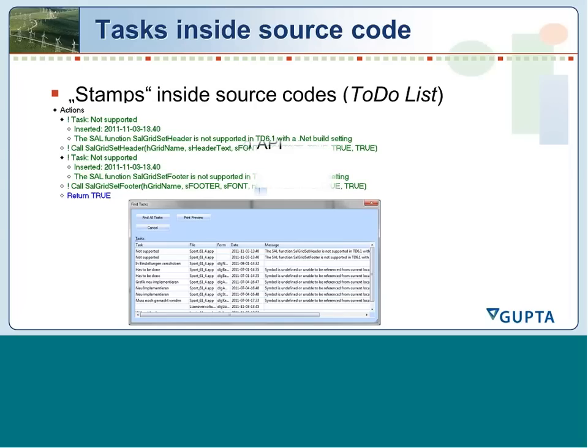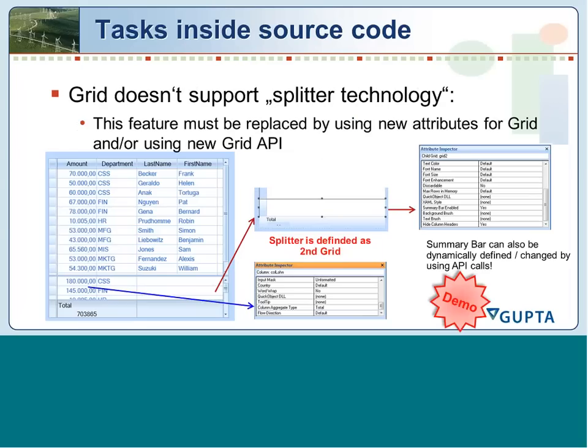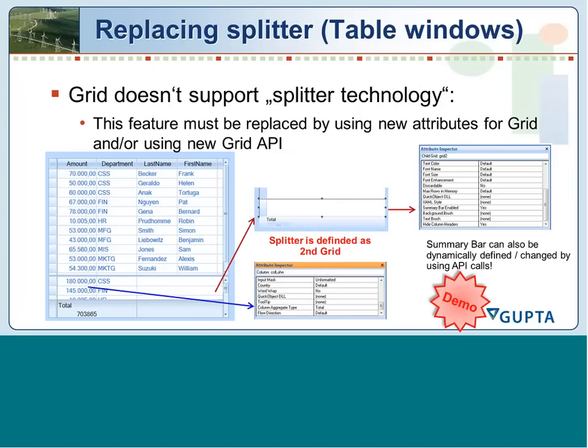Now we have something very special inside Team Developer. In the past, we had the table window, and we had a splitter technology inside the table window. That means, for example, the last 3 or 4 or 5 rows of this table window can be used as a splitter. It's no longer possible because the table window is not able to create XAML.